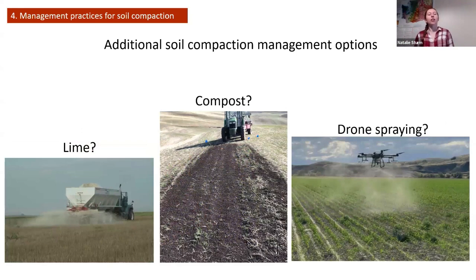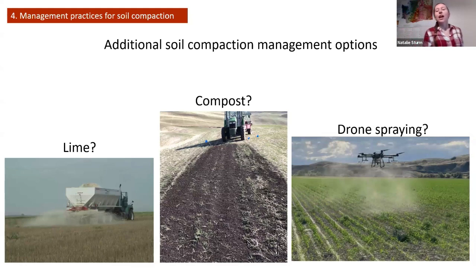Amendments such as lime and compost are often asked about. A lot of growers say it'd be really nice if we could just have something that we can spray on there and have it fix our compaction. And so we're looking at some of those things. I unfortunately don't have a great answer yet on what amendments might help compaction, but it's something that we're definitely thinking about.